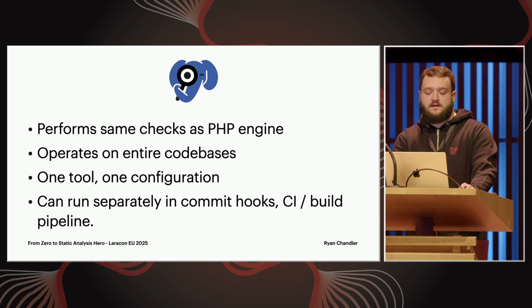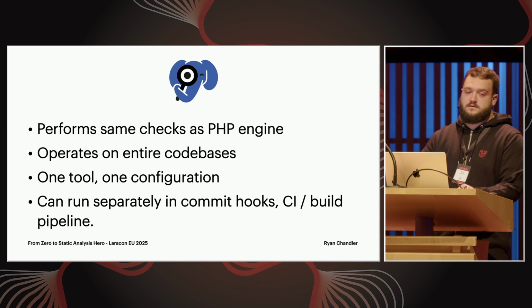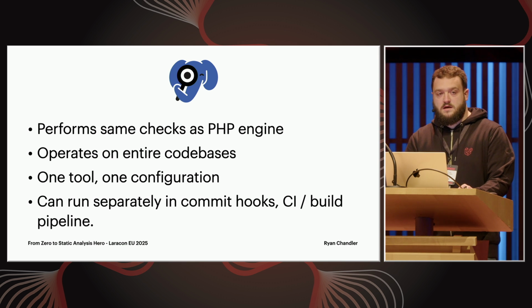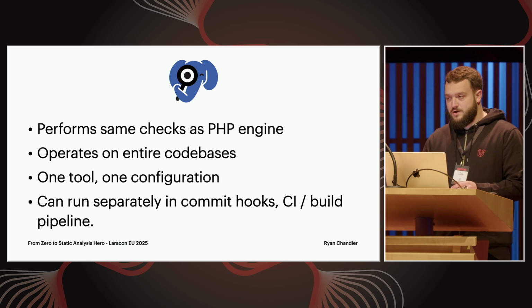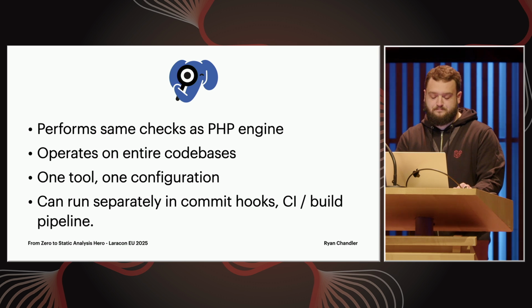But more importantly, a static analyzer doesn't need to be executed manually. You can, just like your tests, make it part of your commit hooks or your CI build pipelines. So if it fails and produces an error, you can prevent a problematic PR from being merged in the first place.